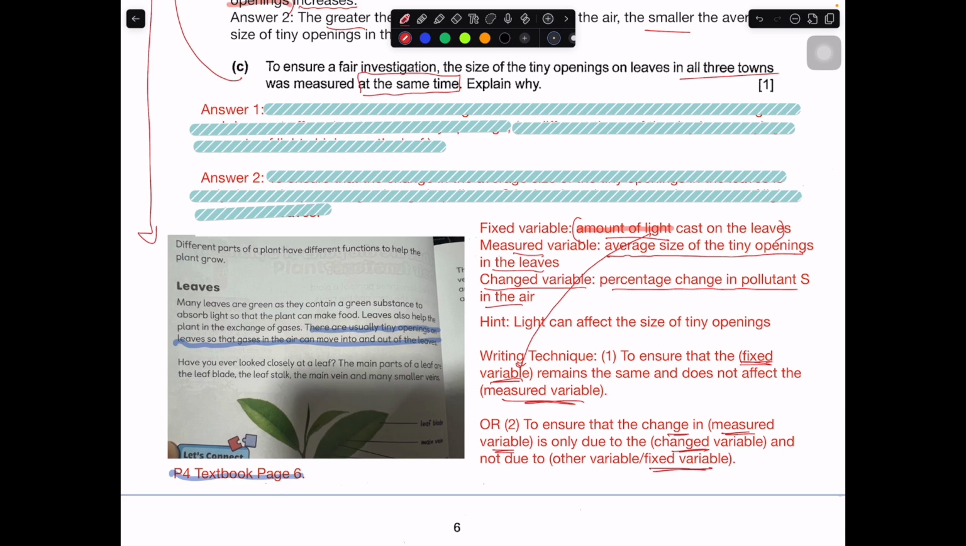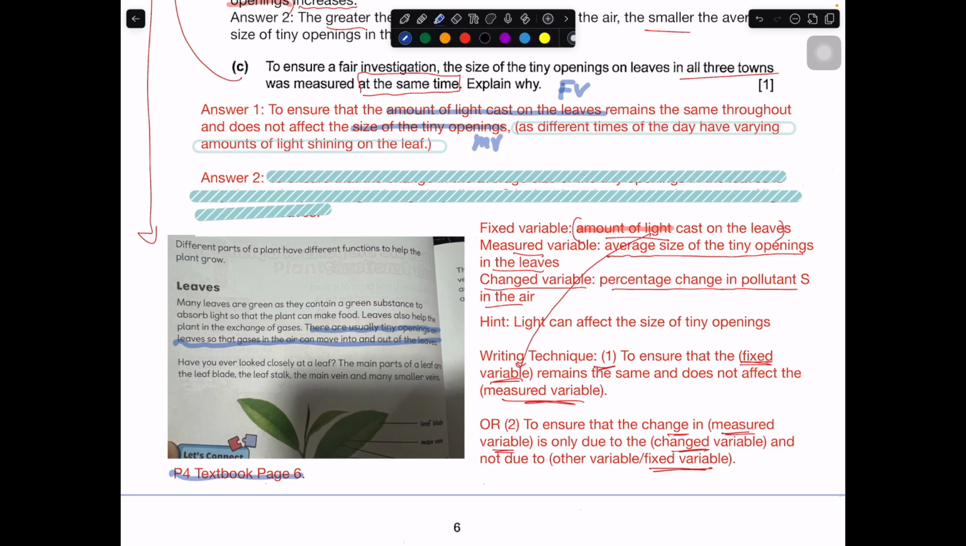Okay, so let me show you in terms of writing technique one. This is what you can do: to ensure that the amount of light cast on leaf, this is the fixed variable, or this is the hint that has been given, remain the same throughout and does not affect the size of tiny opening. Okay, this is the measured variable. So if you want to add on, it'll be as different time of the day have varying amount of light shining on the leaf. So you want to do that at the same time to make sure that the light remains the same throughout. Okay, when he's doing the test.